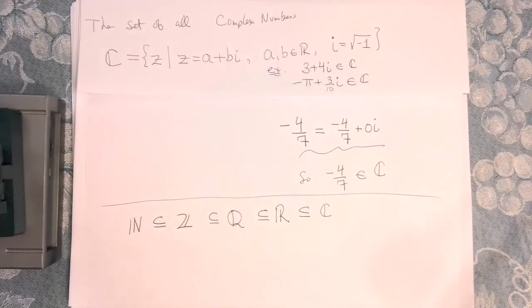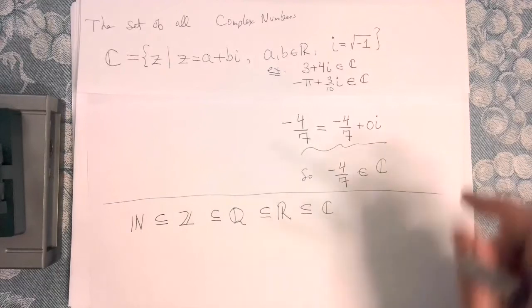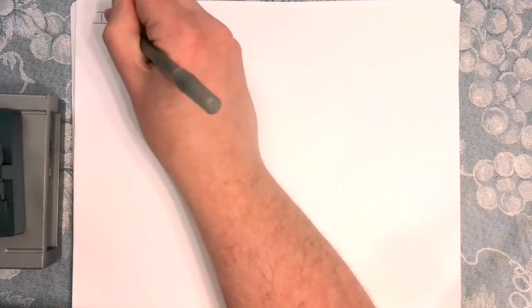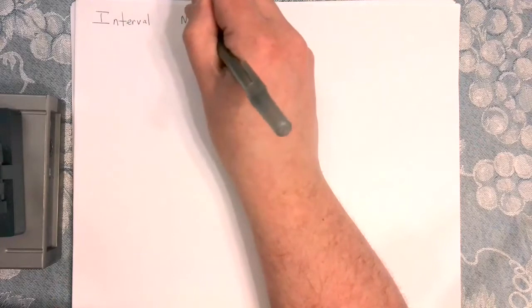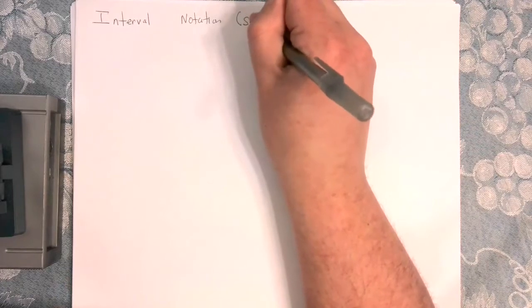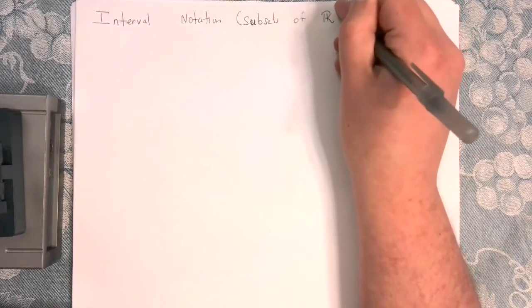Now, as you're studying pre-calculus and calculus, there are some really important subsets of R that we want to talk about called intervals. These are not the only subsets of R, but they're really important subsets of R when you're defining functions. So yeah, let's talk about this. Let's transition into talking about this interval notation. And again, these are subsets of the set of all real numbers.